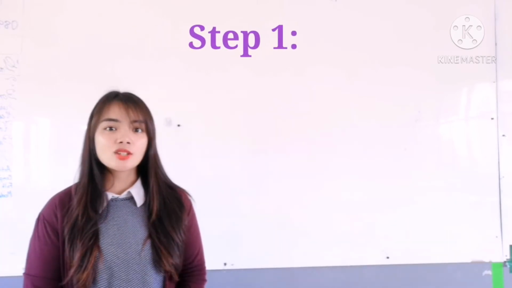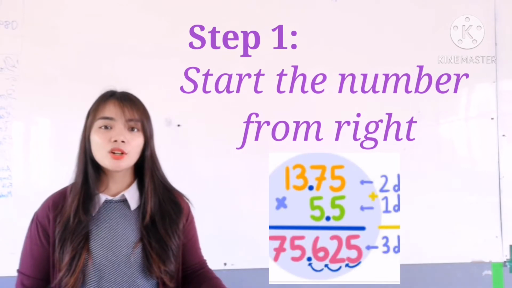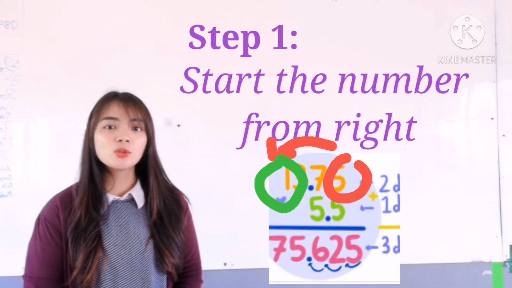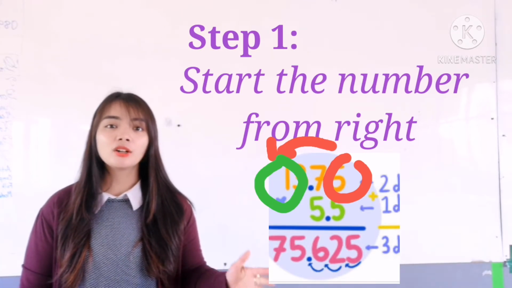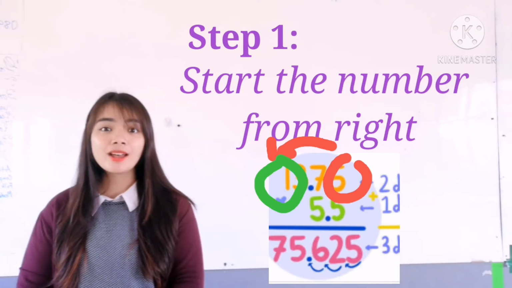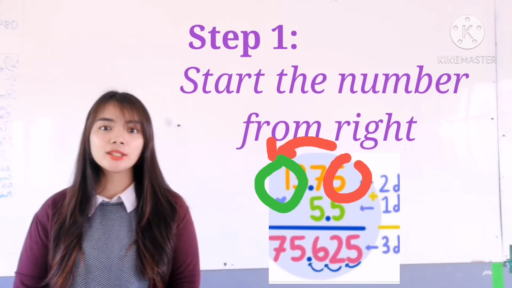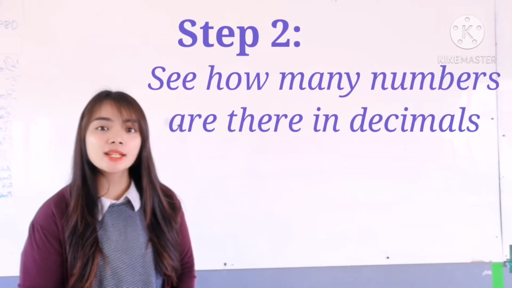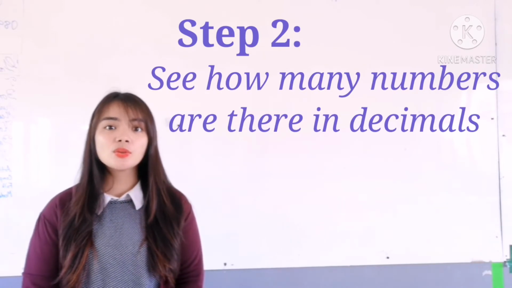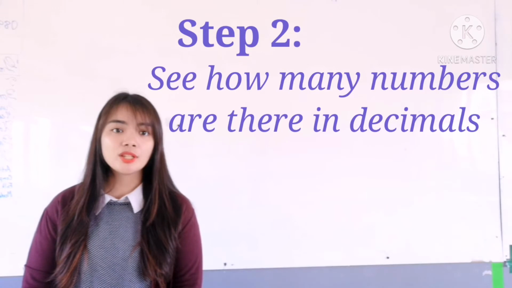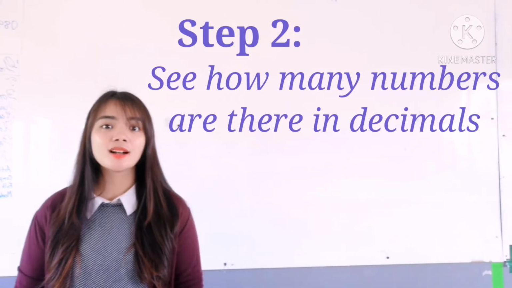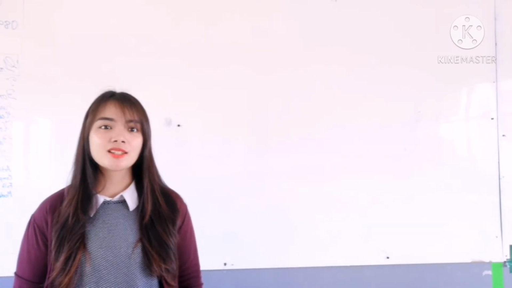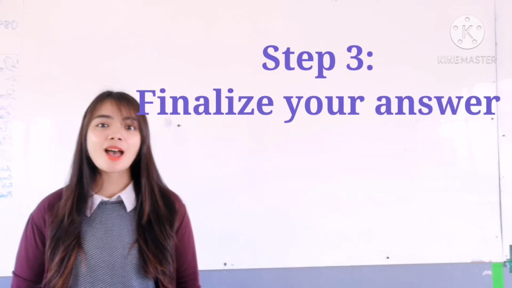There are steps on how to multiply decimals. Step one, we need to see the number from our right going to our left, so we multiply first from our right going to our left. Step two, we need to see how many numbers are there to know where we would put the point, or the decimal sign itself. And then step three, we need to finalize our answer.